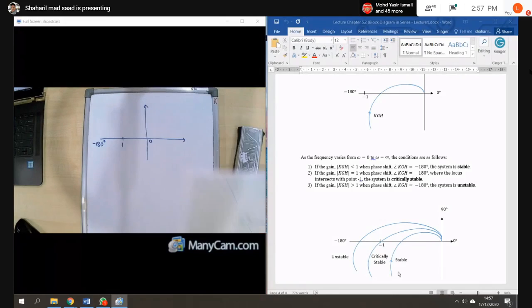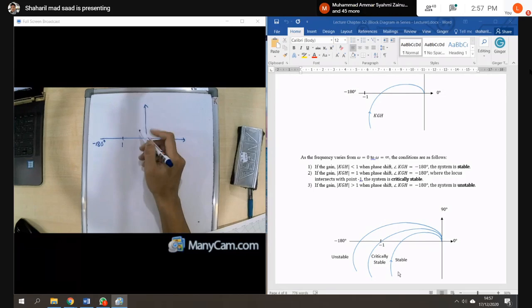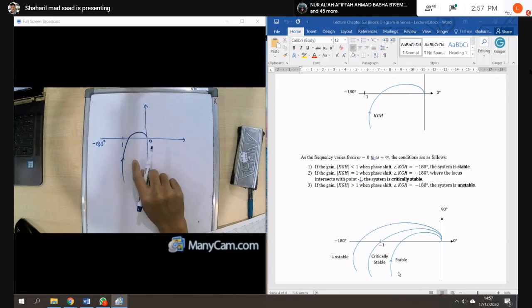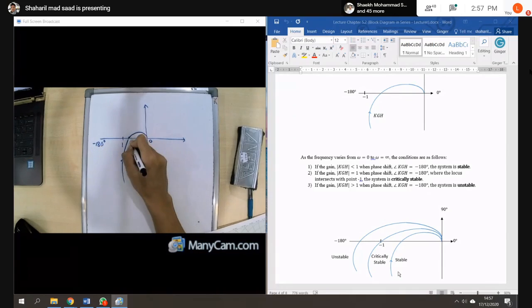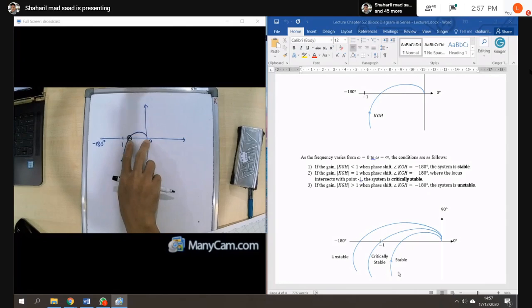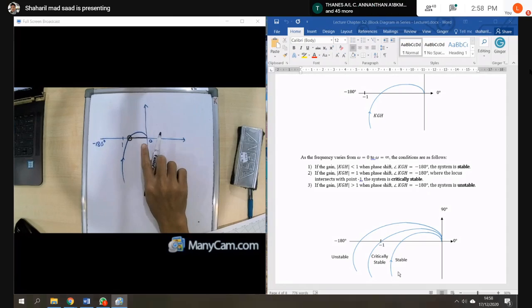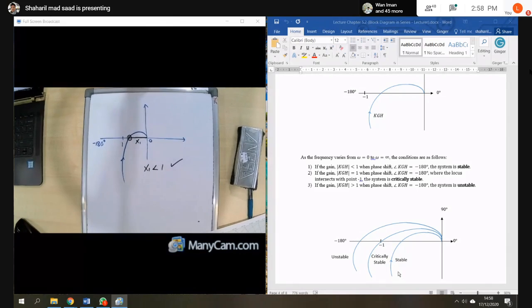So if you got your Nyquist diagram, for example like this one, the point that crosses 180 degrees, if this length is less than 1, that means we can say that our system is stable. Let's say I put it as x1. If x1 is less than 1, our system is stable.